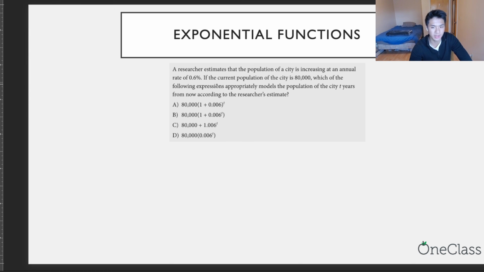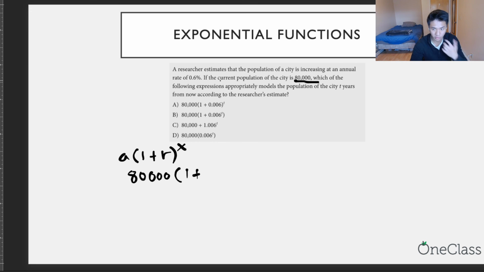We see that this is going to be an exponential growth function. We know that because our r of 0.6% is positive. And so we want to go back to what we know about exponential growth functions, and that is they are of the form a times 1 plus r to the power of x. So let's fill in what we know from this question. A is the starting amount of your function. What is that going to be in terms of the population of the city? It's the current population, and we're given that in the question as 80,000. So we get 80,000 as a.